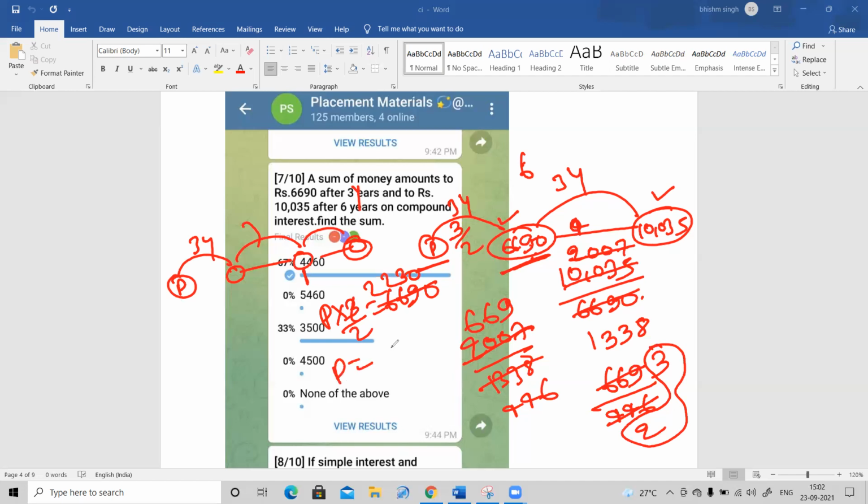So principal is equal to how much here? 2230 multiplied 2 is 4460. So this is the first one, the answer. Most of you have answered correctly this one. Otherwise, this question you can do in a very easy way. Even not easy way, one formula method is there. I will tell you how.